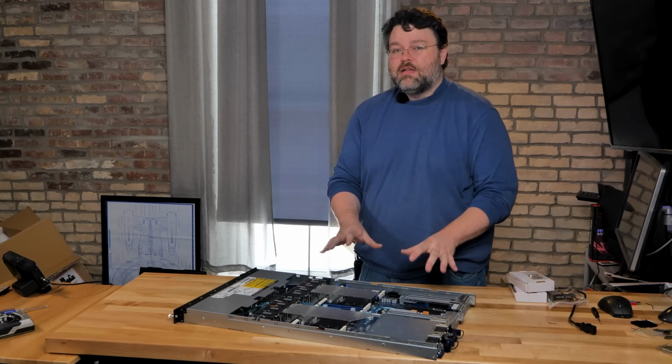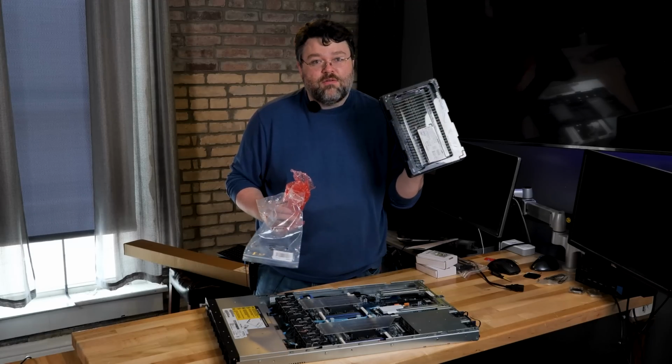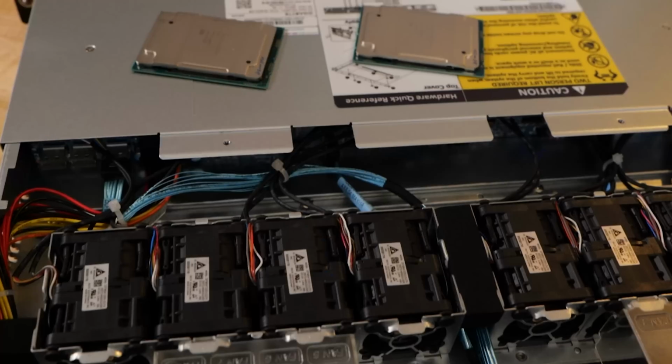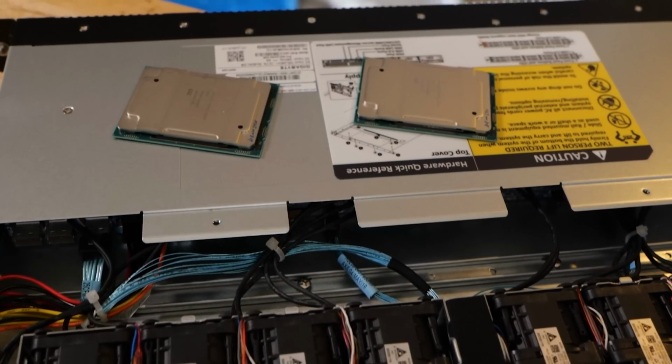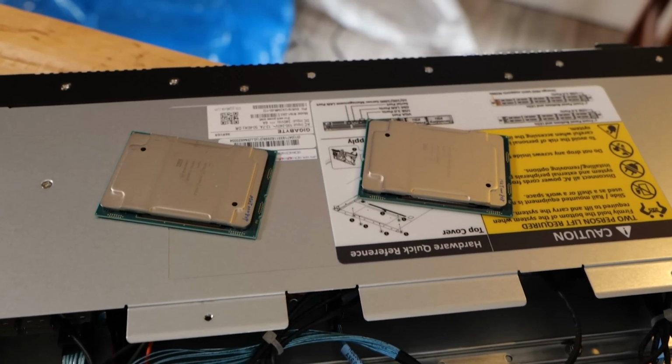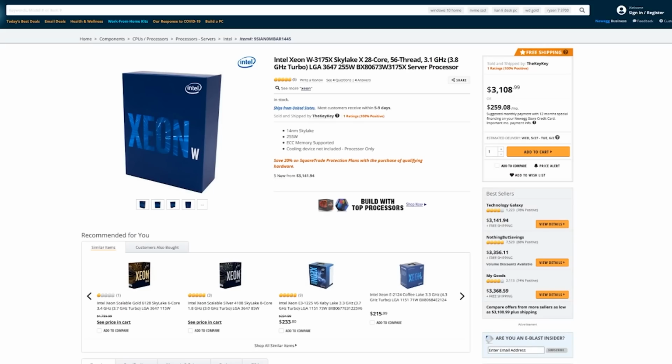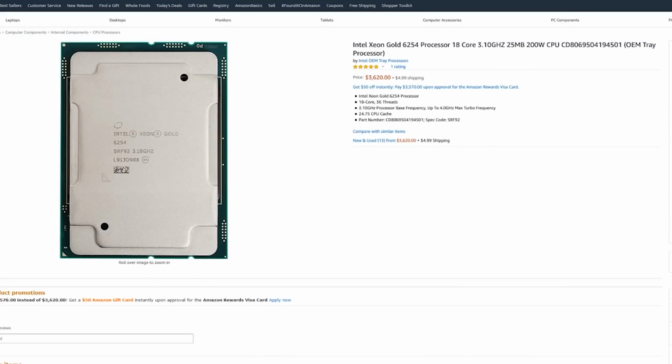All right, let's get started and set up our CPUs. Here's our RAM. We've got a lot of RAM. We got rambunctious with the RAM. Here's our matched pair, our Xeon Gold 6254. Now this might look familiar. This is socket 3647. This is the same socket that the ultra, ultra, ultra high-end W3175X uses. But these processors cost even more than the W3175.